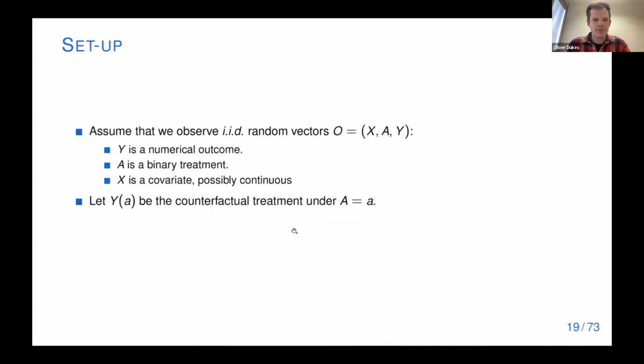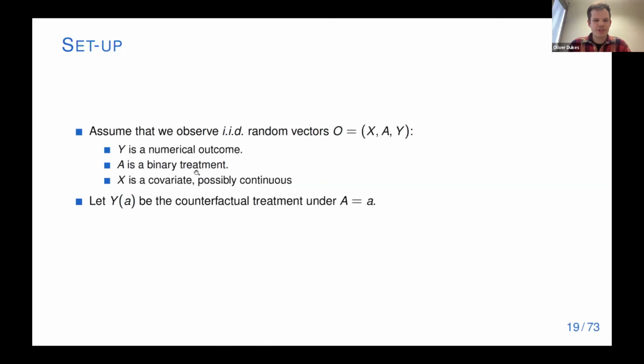So now to be a little bit more formal. Suppose we observe IID random vectors. We're going to have an outcome Y, which in theory can be continuous or discrete, but maybe it's easiest to think of it as continuous for now. A is a binary treatment, and X is a covariate, which is possibly continuous. But it can have many, many categories, even if it's discrete.